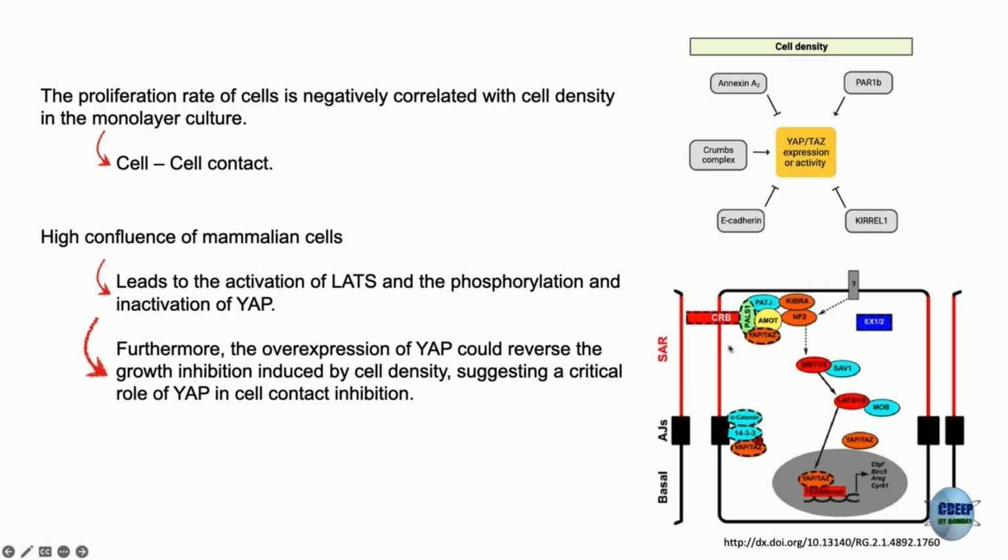So essentially this Crumbs complex leads to the phosphorylation of YAP/TAZ, and that's how the pathway will be regulated. This is one example which is very routinely studied in your 2D cell culture. This is very important for the maintenance and growth of the tissue. It's not always for proliferation.